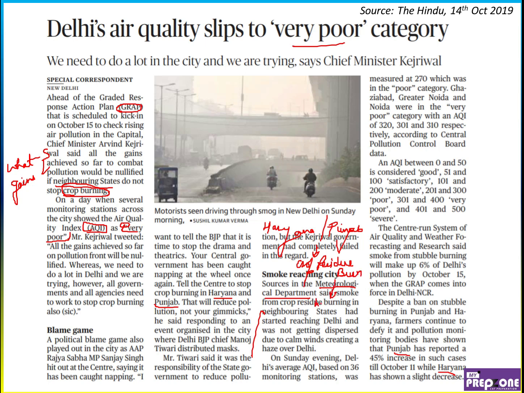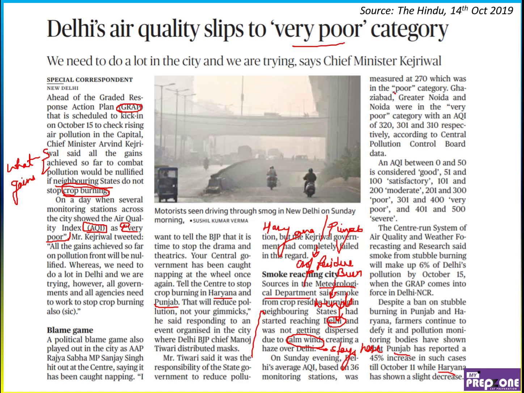What happens here? Crop residue burning, and because of winds it reaches Delhi, right? And because in Delhi there are calm winds, it doesn't get dispersed, so it stays in Delhi, and that becomes a problem. That becomes the pollutant. So the air flowing in the neighboring states is bringing the pollution here to Delhi, but there is not a very strong air current here. The winds are calm, so it is not getting away from Delhi. It is not getting dispersed, so it stays there.